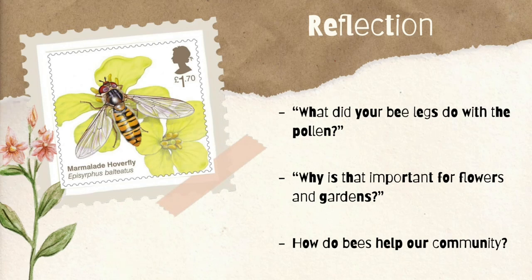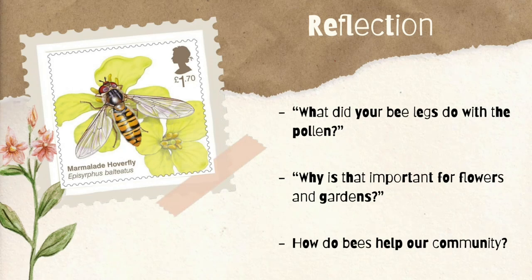The movement of pollen helps flowers go through the process of pollination. It's how flowers make seeds and grow new plants. Without pollination, many flowers wouldn't grow fruits or vegetables. So bees help gardeners have gardens full of blooming flowers, healthy plants, and foods we eat.